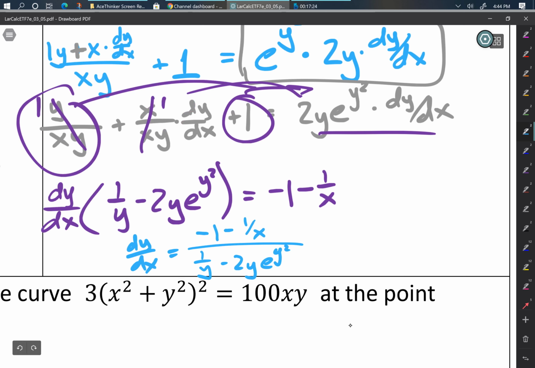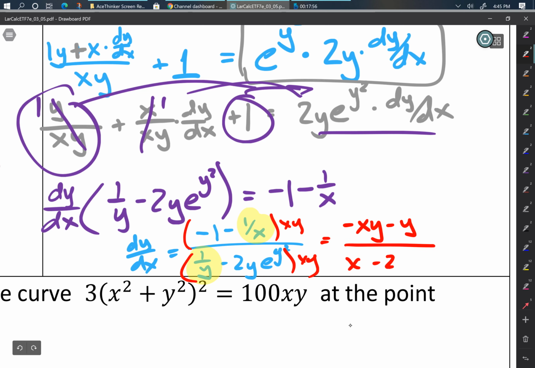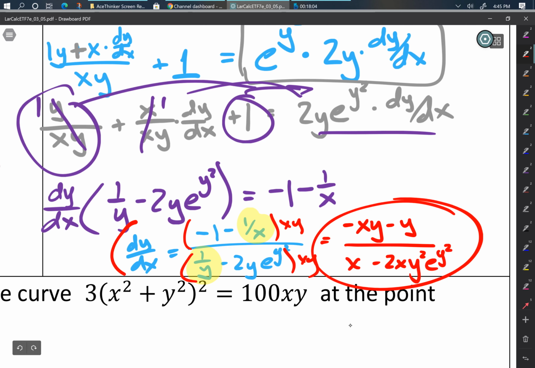And that is not acceptable because you're not supposed to have fractions in fractions. That's referred to as a compound fraction. So we need to clean that up. So we'll multiply both the numerator and denominator times xy to clear out those fractions, which will give us then negative xy minus y over x minus 2xy squared e raised to the y squared. And that's my derivative, my dy/dx.